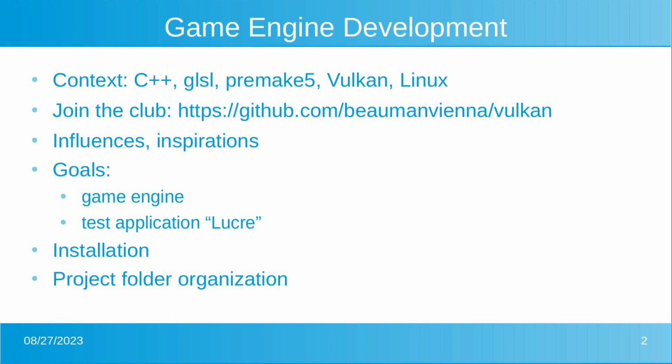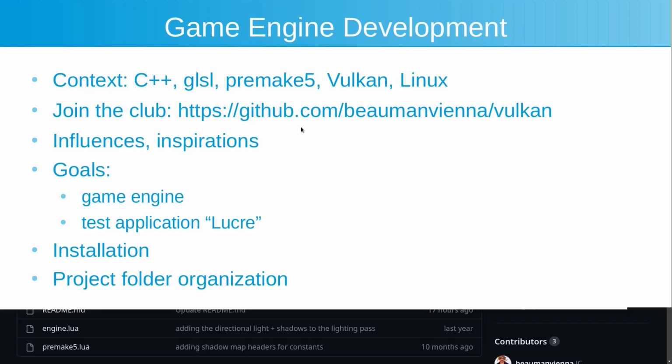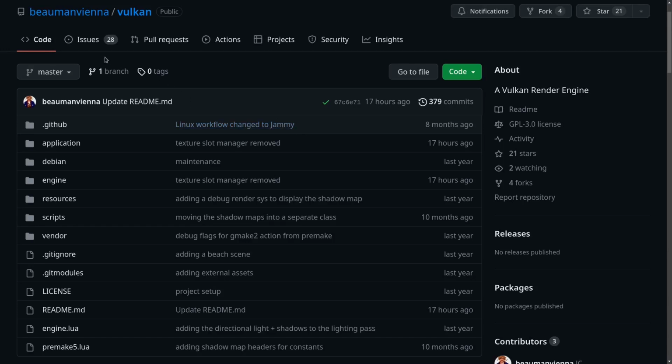You can find the code online here on GitHub. So let me show you the GitHub page. On Bowman Vienna Vulkan.